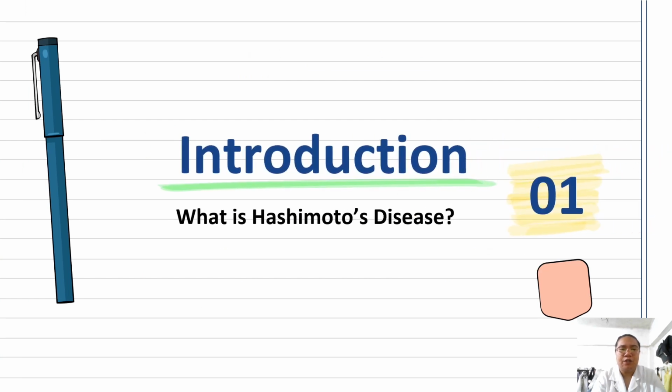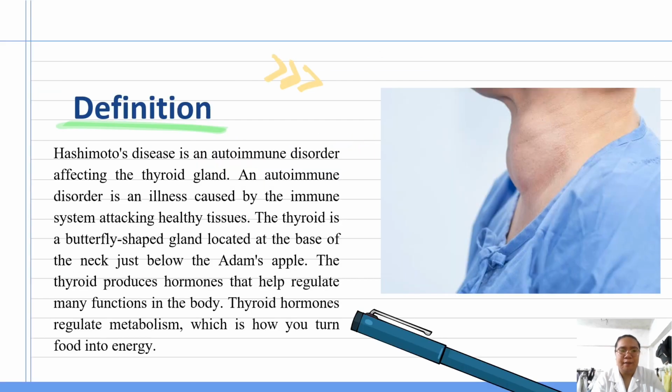For the introduction, what is Hashimoto's disease? Hashimoto's disease is an autoimmune disorder affecting the thyroid gland. When we say autoimmune disorder, it is an illness caused by the autoimmune system attacking healthy tissues. The thyroid is a butterfly-shaped gland that is located at the base of our neck just below the Adam's apple.